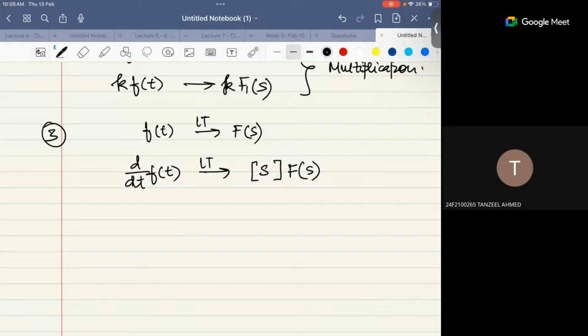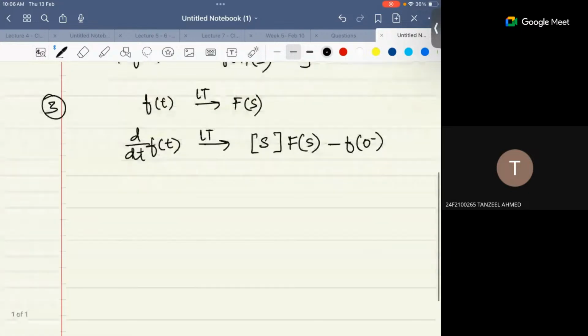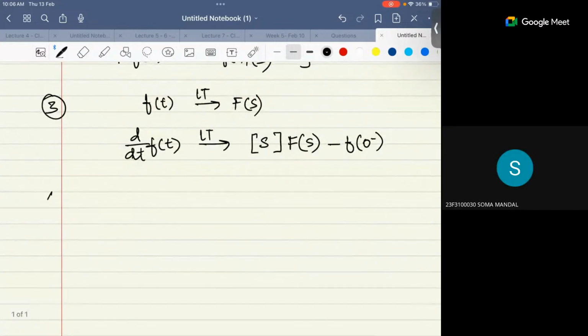If you have been given the initial condition also, then you will just subtract that initial condition. Correct? So this is the time differentiation that we call. Please again show 1 and 2.